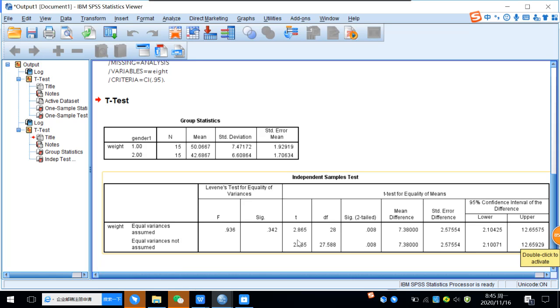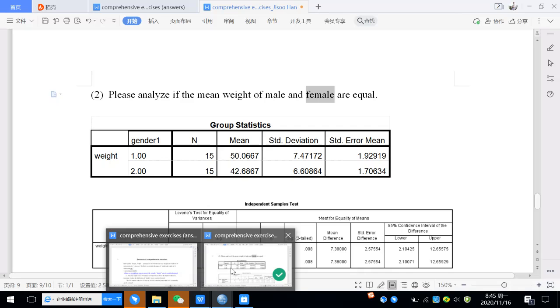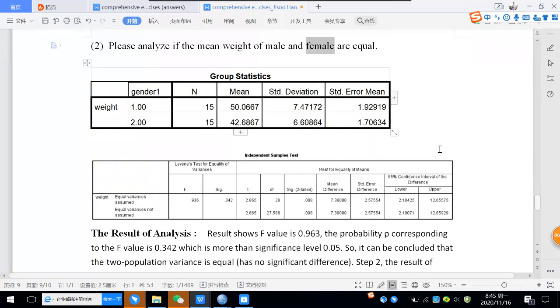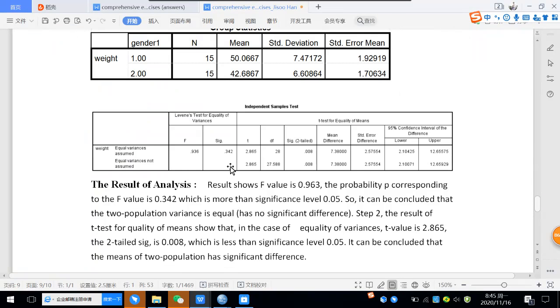Okay, yeah. So let's check GSERS. Yeah, here is correct. The result is correct. F value, yeah, is equal. Yeah, good.